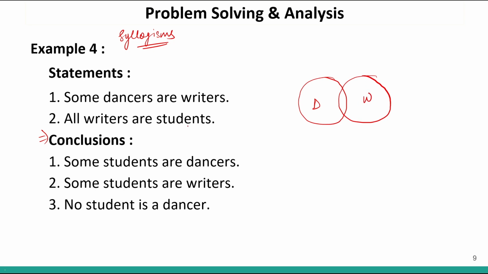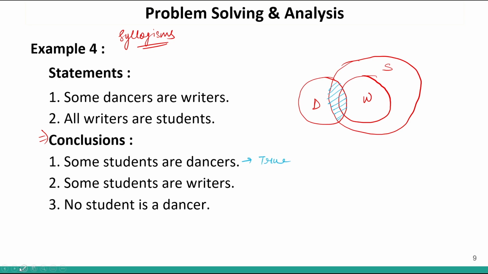Now, all writers are students. So we will have a diagram over here representing students. So all writers are a subset of students. So this will be the diagram. Now, some students are dancers. Is this true or not? Yes, it is true. How? Because if you look over here, some students are definitely overlapping dancers. So this is a true statement.